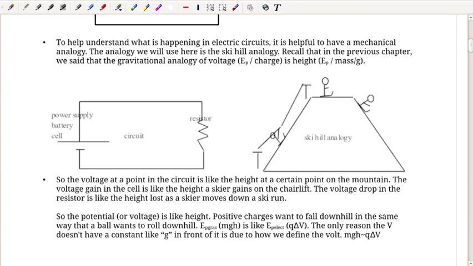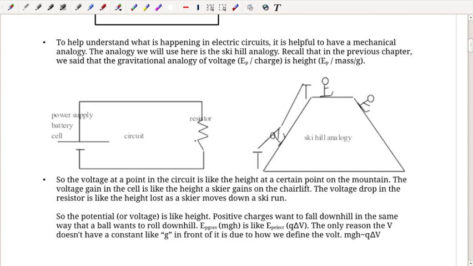Recall that in the previous chapter, when we were thinking about voltage in the beginning, we said voltage is potential energy over charge. And in terms of gravity, the analogy of voltage is height. So Ep over mass times gravity.